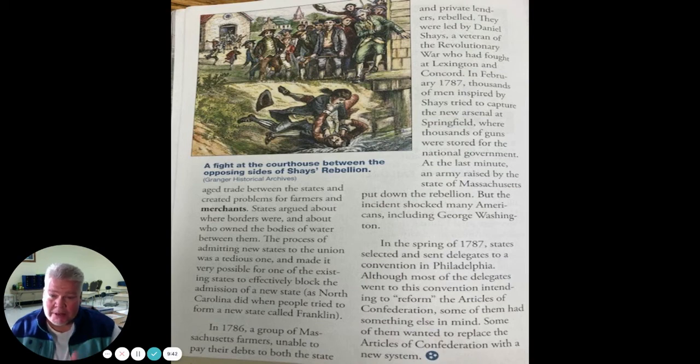And of course, we read too about Shays' Rebellion. These farmers who'd fought in the Revolutionary War, who couldn't pay their debts and had their land taken away from them. They couldn't pay their debts because how do farmers earn money? Well, they grow crops and they sell their crops. That's called a cash crop. And that's how they get their money.